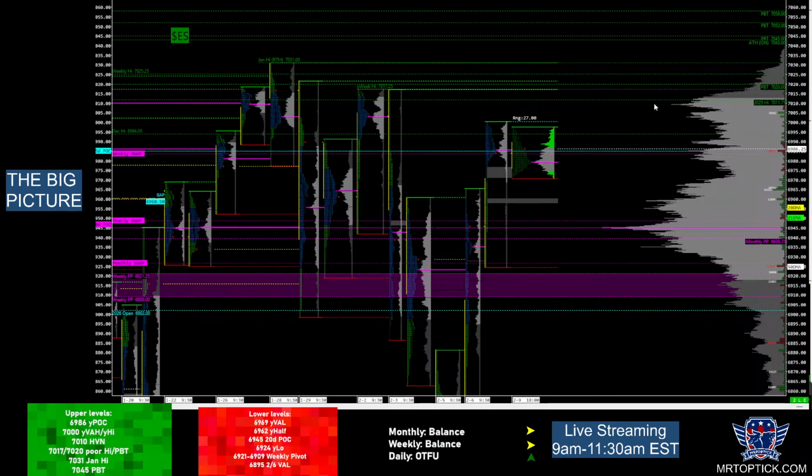70.10 is that first target to the upside, and then we have all these highs, as I mentioned yesterday, that are very vulnerable. When you have a bunch of highs all together like that, there's probably a lot of liquidity here.